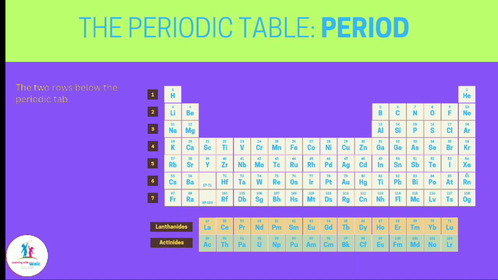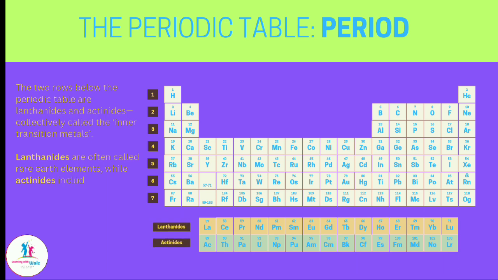Lanthanides and actinides. The two rows below the periodic table are lanthanides and actinides, collectively called the inner transition metals. Lanthanides are often called the rare earth elements, which are very rare, while actinides include most artificial elements with a few exceptions.